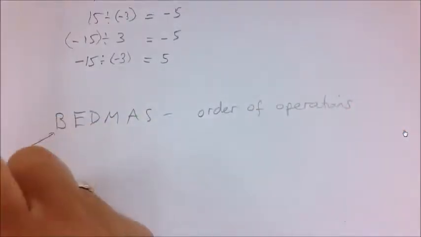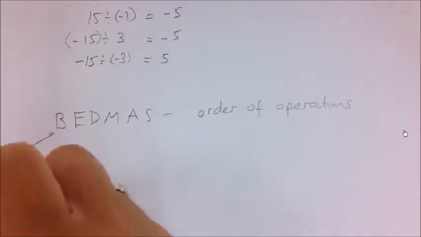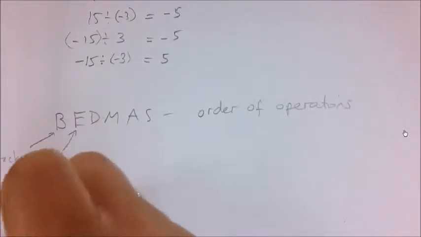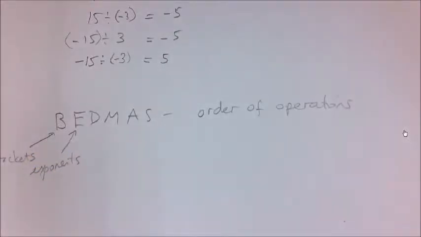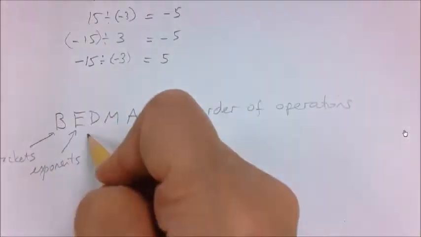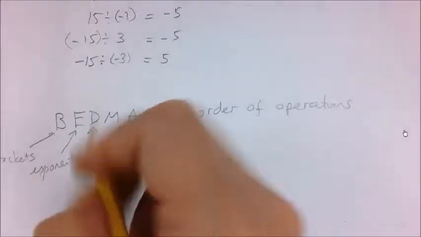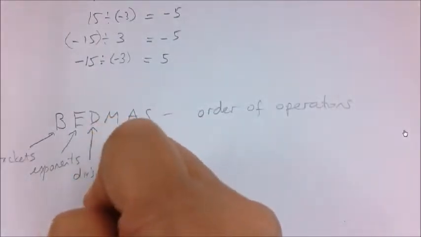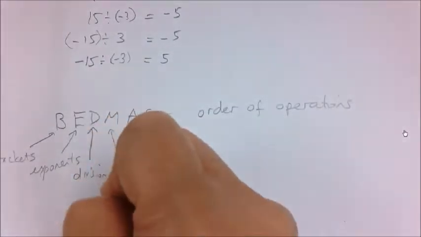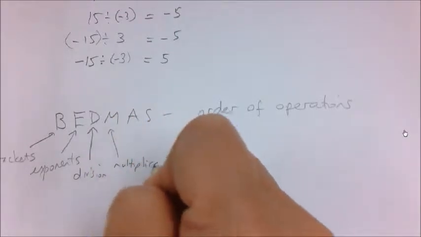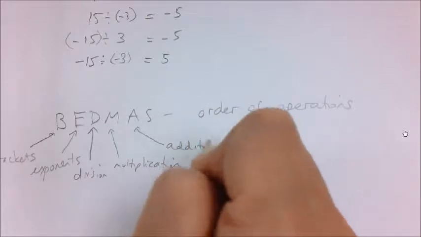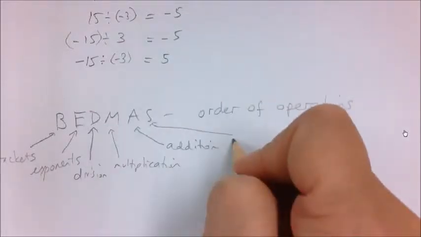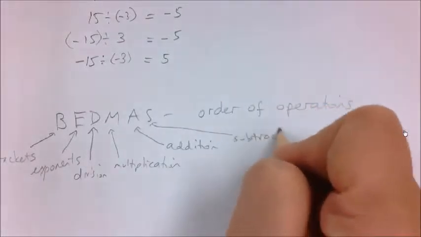And BEDMAS stands for, first we're going to take care of anything in brackets, then we're going to handle exponents. So exponents are what make powers. We'll be using exponents a lot in grade 9. Then we're going to do division and multiplication. And then we'll do the addition and subtraction. I'll do one quick example and then we'll be done.